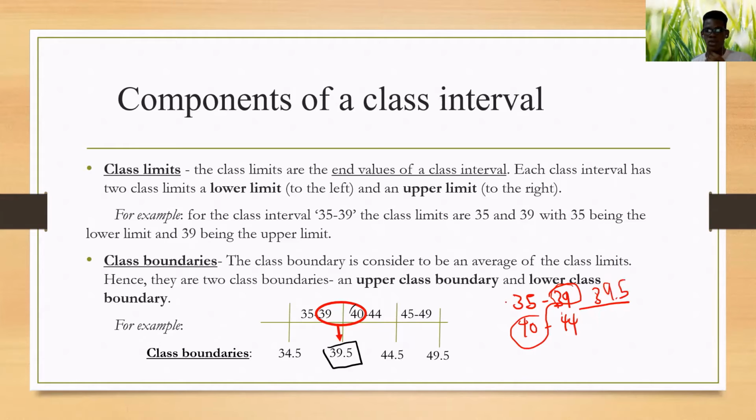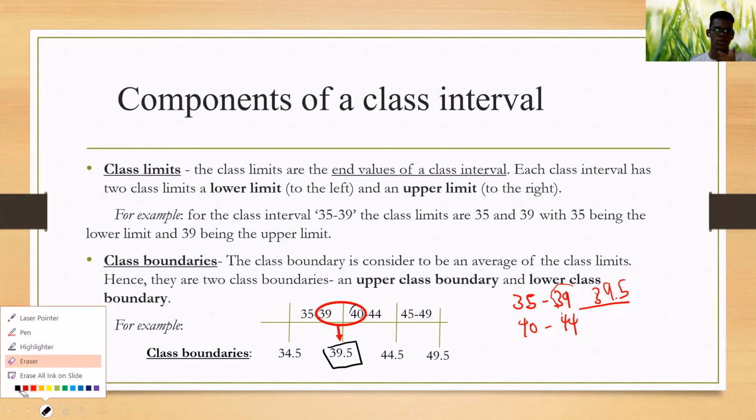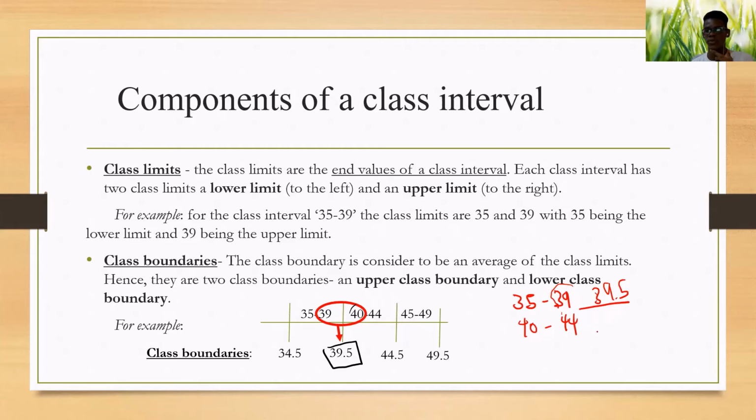If you want to know the upper boundary for the second class interval, 40 to 44, you'd just add 0.5 to 44 and it will give you the answer.